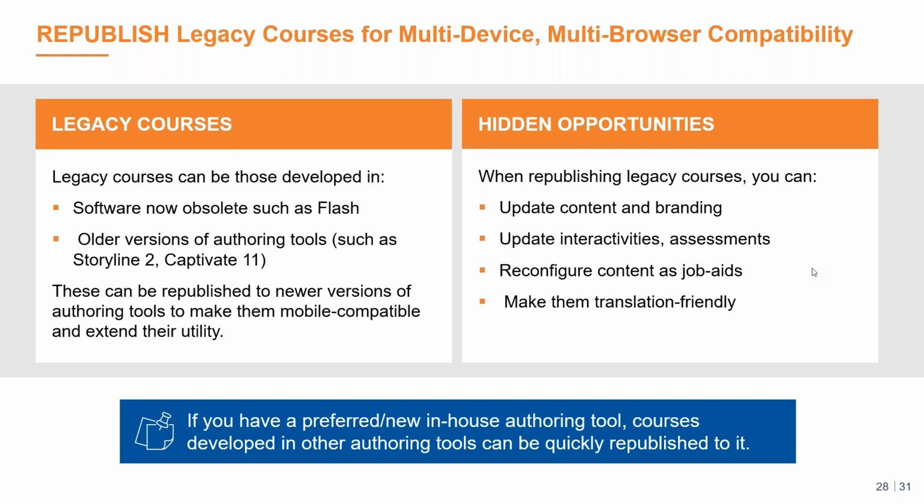And of course, one last thing is that you can really use this golden opportunity to make your courses translation friendly. So, one thing is if you have an in house authoring tool, courses that have been developed using other authoring tools can also be very quickly republished to it. And because we're talking about templates, standardization is something that really helps you to reach your goal of rolling out courses at speed.